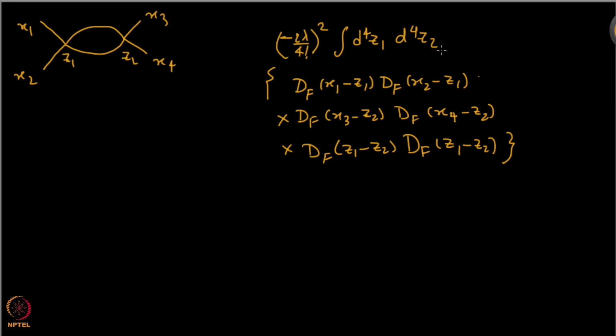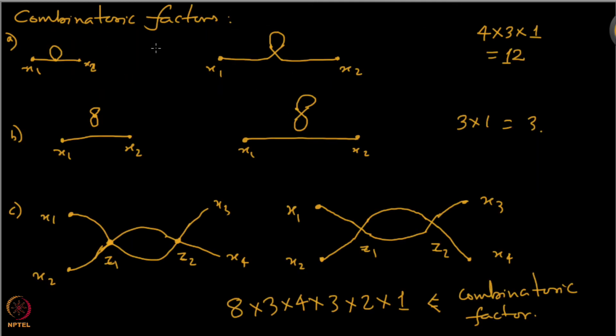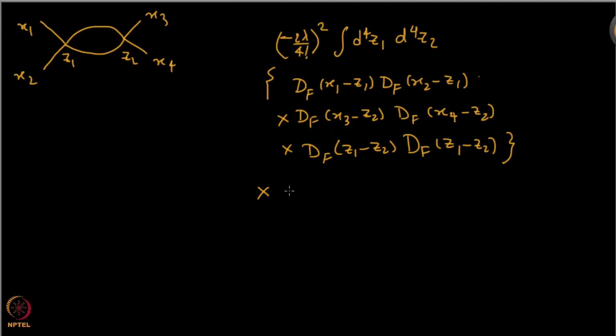Then I should write down, what should I write down? Yes, I still have some factors to multiply, so I should write down first the combinatoric factor for this one, the number of ways in which I can draw this diagram, and that was 8 times 3 times 4 factorial. So let's write. Okay, is something still missing? Well, yes, there is one thing missing, which is, this is an order lambda squared diagram.